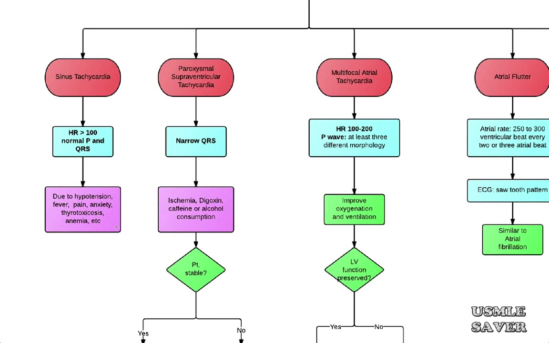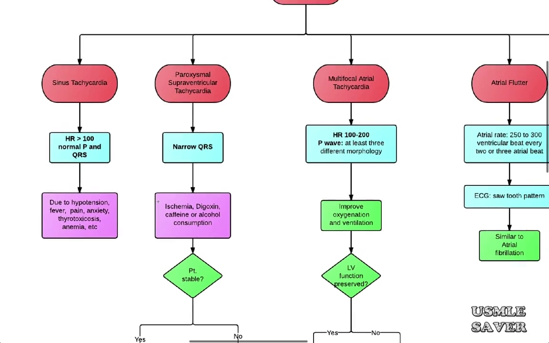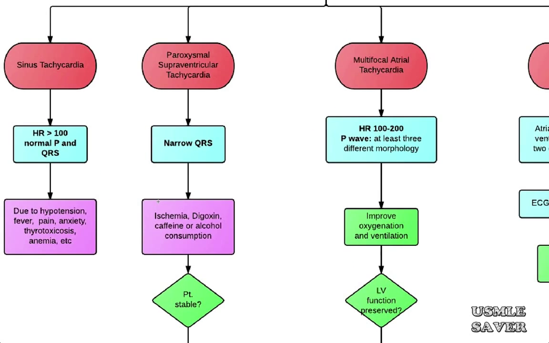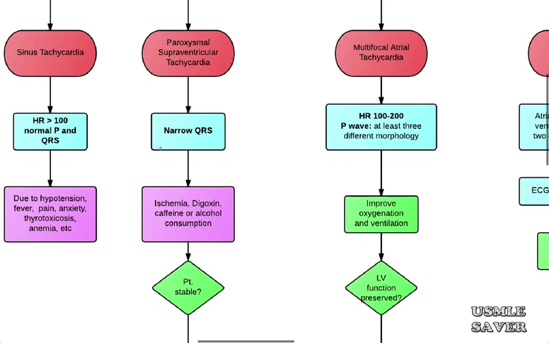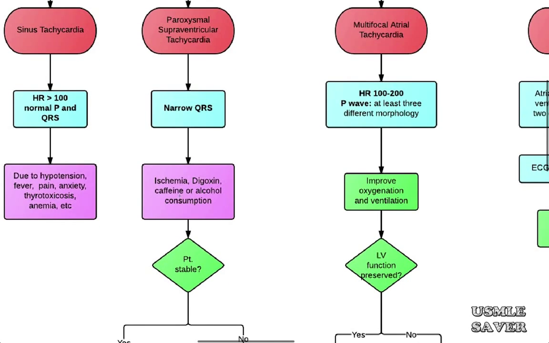Now let's move on to paroxysmal supraventricular tachycardia. Main difference is that in paroxysmal supraventricular tachycardia, you don't have P wave. I forgot to add that in the box, but that is the main difference between sinus tachycardia and this one in P wave. Here you don't have a P wave, and in a sinus tachycardia you do, so know that difference. Now paroxysmal supraventricular tachycardia can be due to ischemia, digoxin, caffeine, or alcohol.